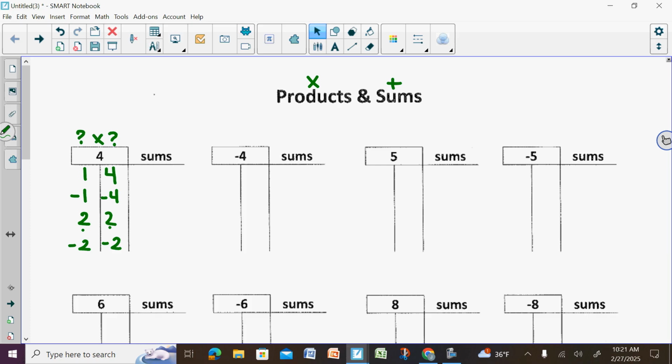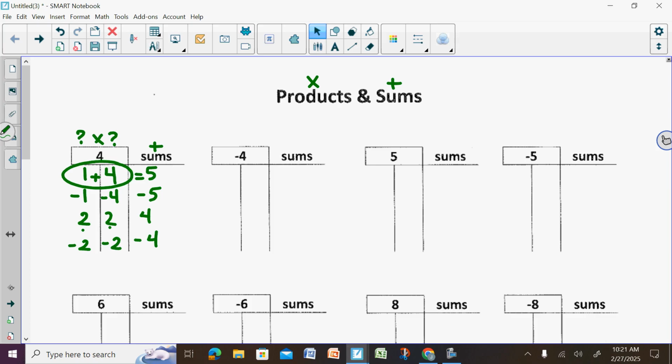Now what we do with these numbers is we actually add them together. So 1 plus 4 is 5, and -1 plus -4 is -5. 2 plus 2 is 4, and -2 plus -2 is -4. So this whole column is, after I find the two numbers that multiply to give you 4, we add them together and write them here. There's a reason for this. You don't know why, just trust me, okay?